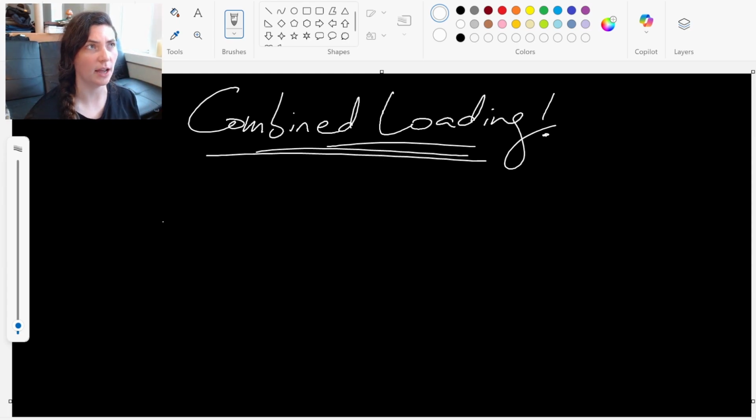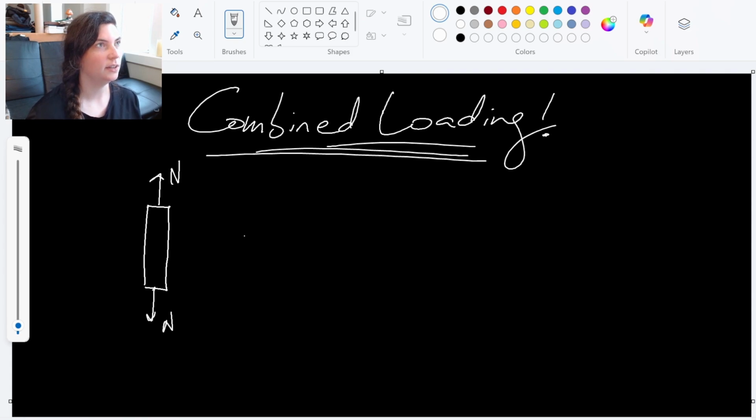So we spend a lot of time talking about axial load, right? So that's when you have some member and you load it along its longitudinal axis. Often we label it with a normal force. And you can have this in tension or you can have it in compression, right? And that's your axial load. So we spent a lot of time on this axial load.